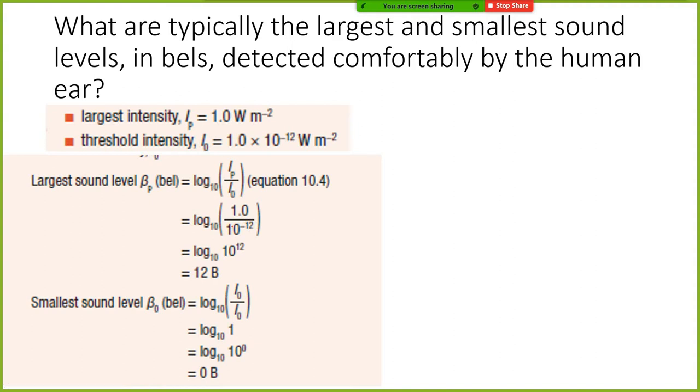Let me say that again. So to find the smallest value in terms of bells that the human ear can detect, you obviously have to use this formula that says log of base 10 is equal to the intensity of hearing divided by the threshold intensity of hearing again. So based on this, the lowest possible value in terms of sound level that the human ear can record is 0 bells, right?